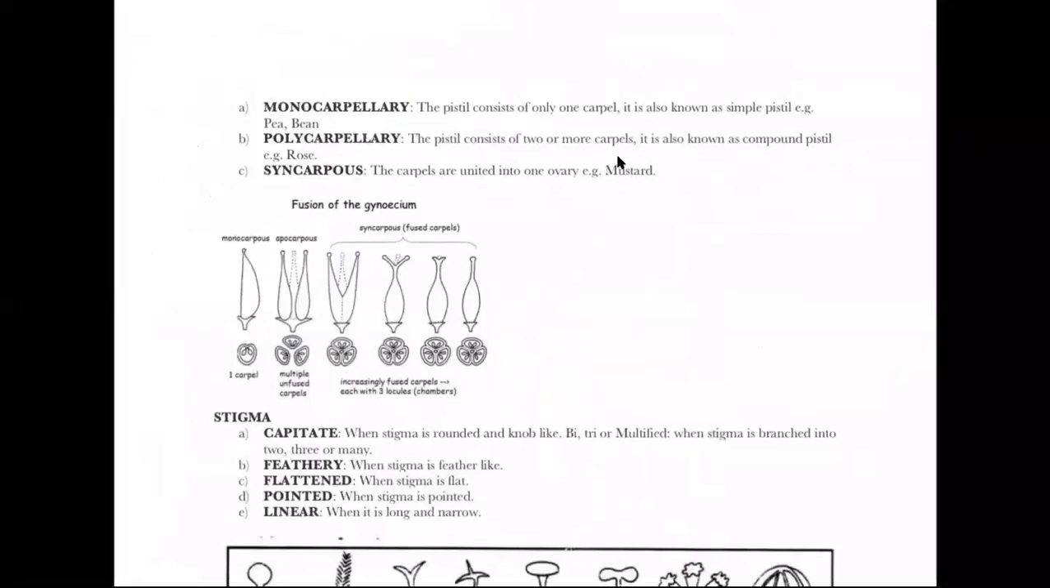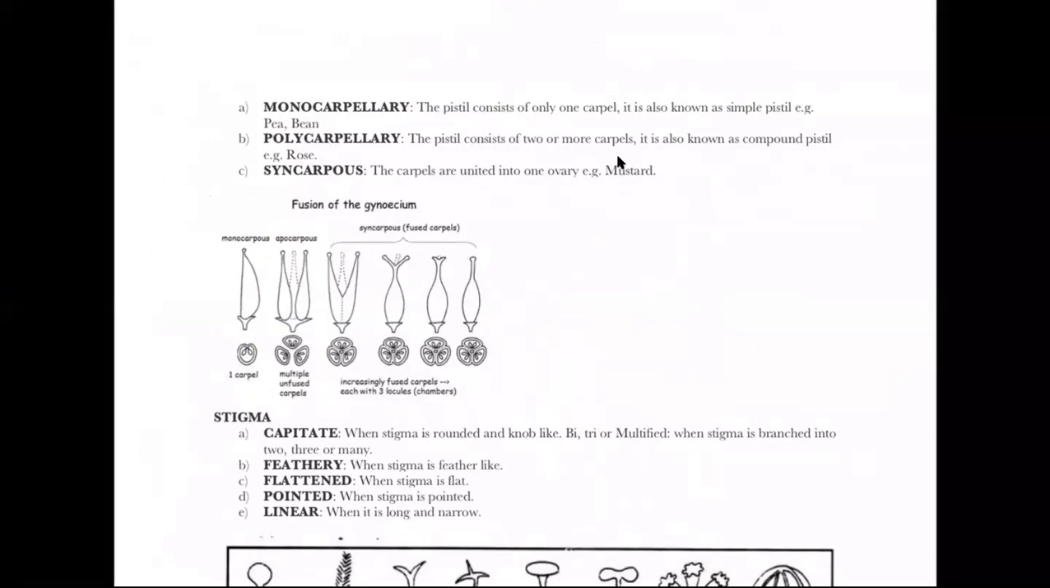Now, the ovary could be monocarpellary, in which the pistil consists of one carpel. It is known as a simple pistil. It could be polycarpellary, when the pistil consists of two or more carpels, and is known as a compound pistil.